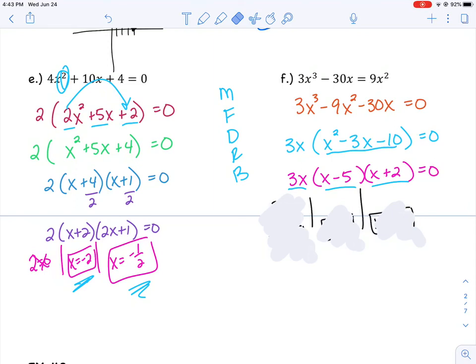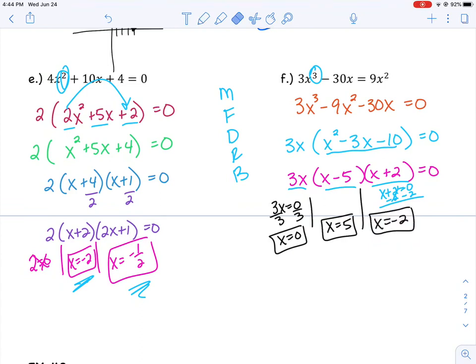Now before we solve, how many answers do you think we should have on this one? This one's a little bit different, isn't it? Because my highest degree now is 3, so hopefully I have 3 solutions this time. Let's see. When I set the 3x equal to 0 and I divide both sides by 3, I end up getting x equals 0. That's one solution. When I set x minus 5 equal to 0 and I add 5 to both sides, I get x equals positive 5. That's a solution. And when I set the x plus 2 equal to 0 and I subtract 2 from both sides, I end up getting x equals negative 2. So I end up getting 3 solutions, which is what I was supposed to have at the beginning, right? So that's a quick, easy way to double check that you haven't missed anything.